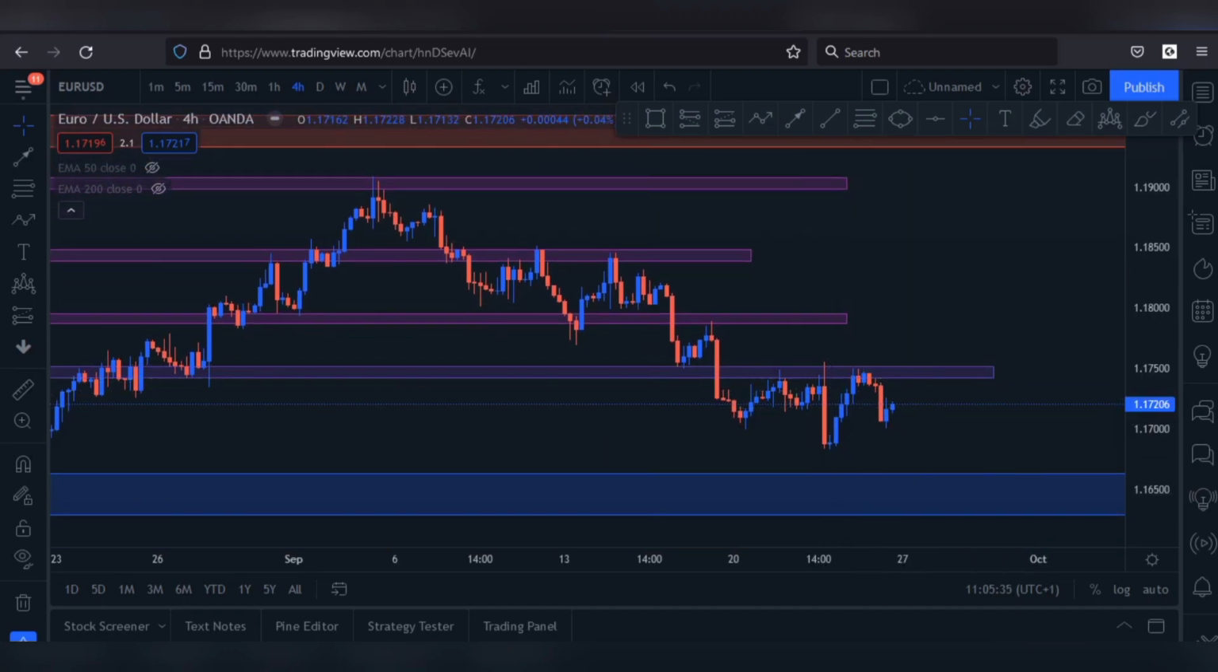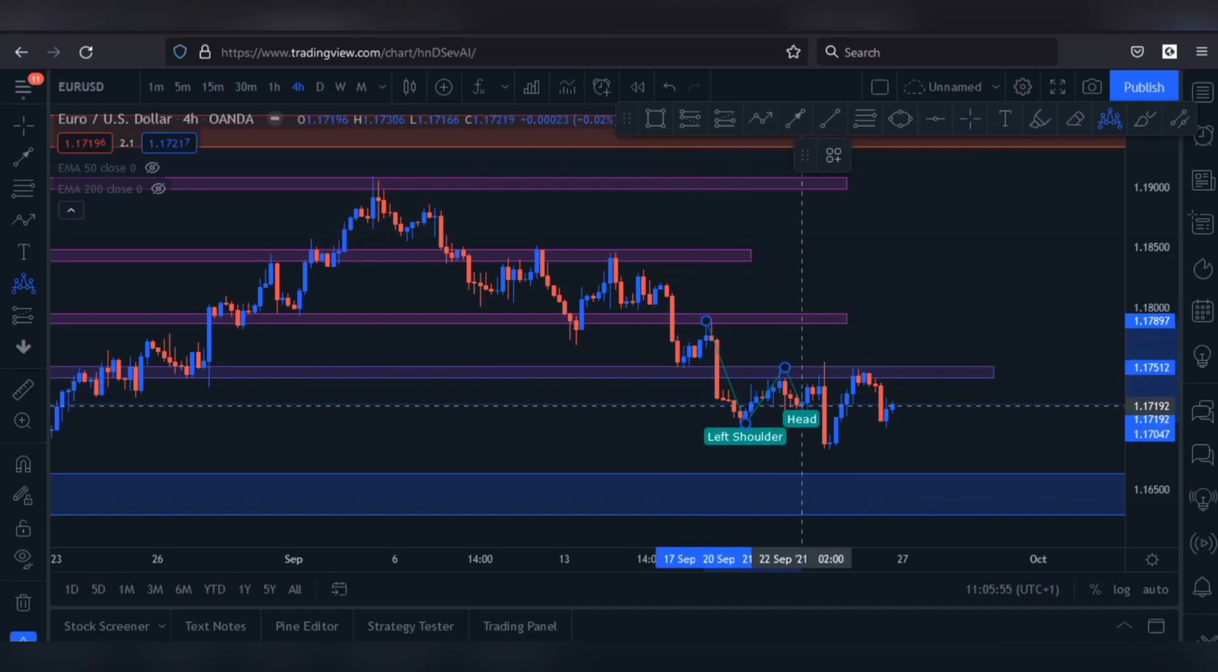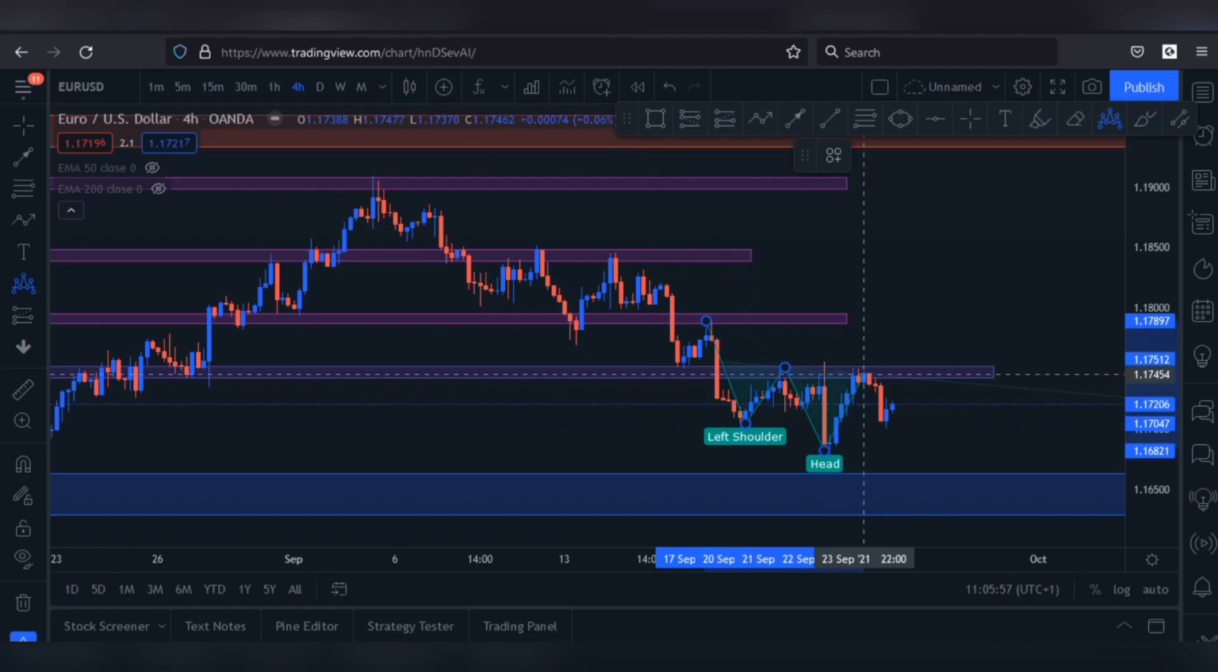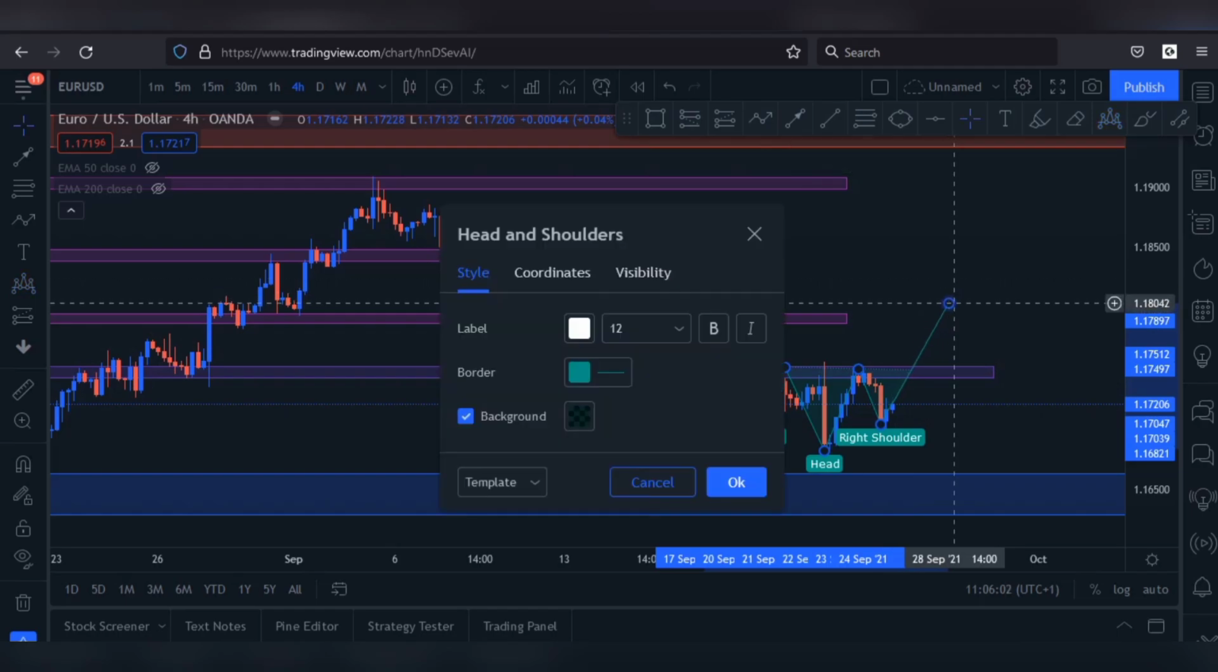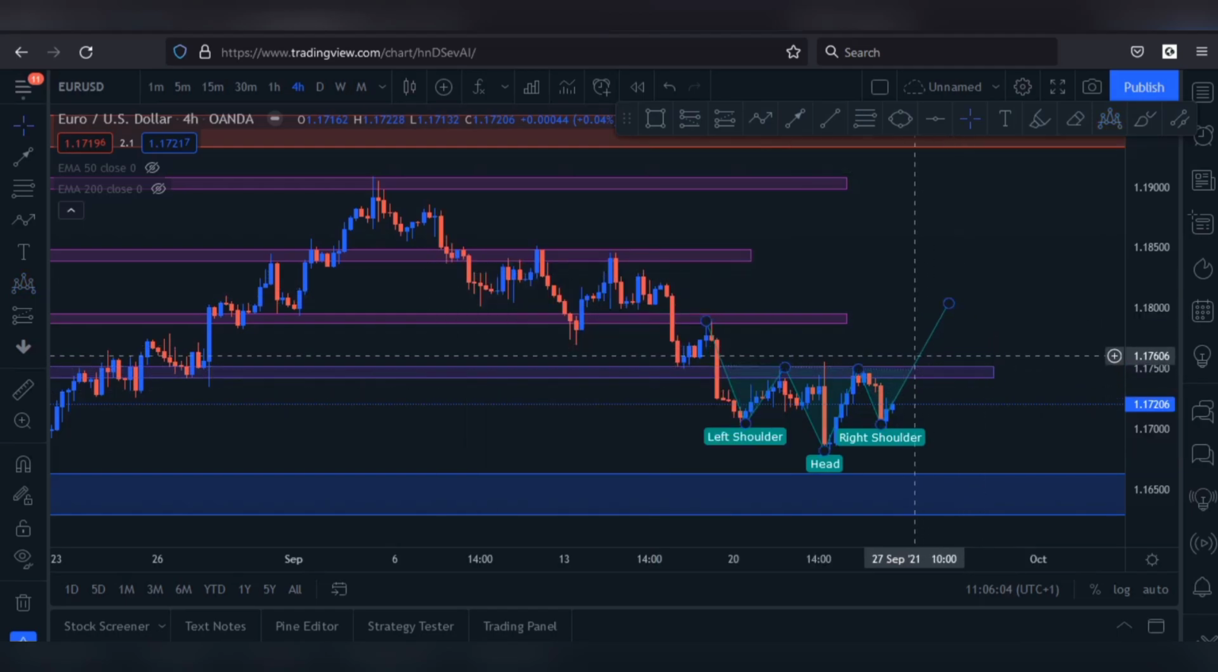So what I would say is, if you're going to buy Euro USD, you should wait for a break above this 4 hourly resistance level. Now, if you look at this from another angle as well, you can see that this has more or less formed an inverse head and shoulder pattern, where you'll be looking for a break above this level to continue the pattern and to capitalize on the move.